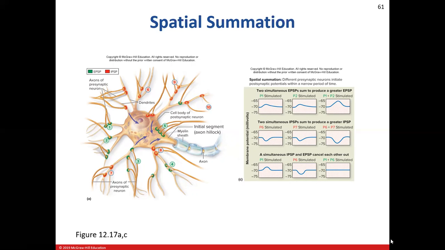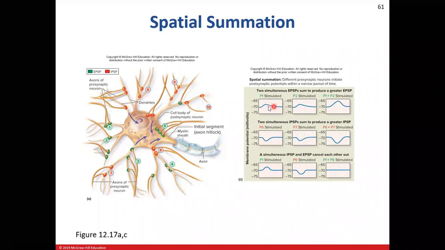As they add together, they actually add the voltage. So this is the size of P1. This is the size at P2. And this is what happens when we add them together. You'll notice that there's about a 2 or 3 millivolt change. You add them together, you get approximately a 5 millivolt change. And so this is bringing us closer to threshold. Again, these are EPSPs.